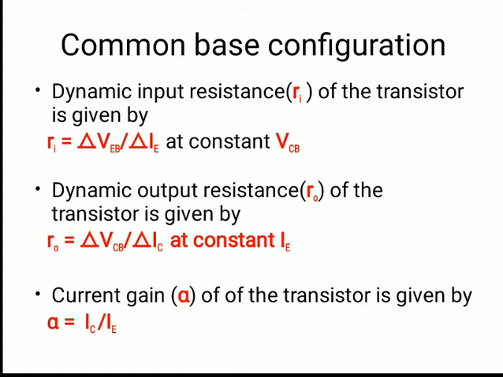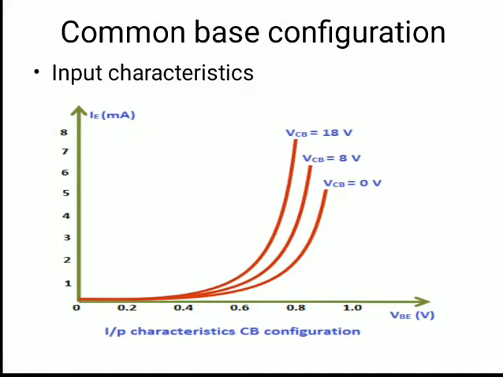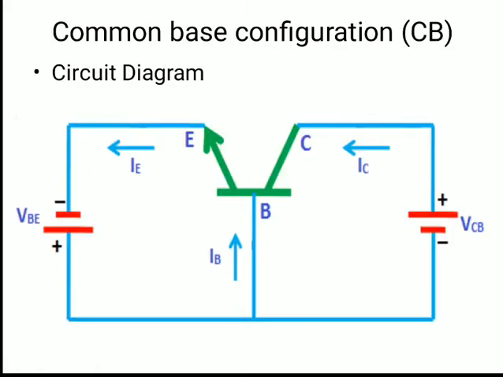And the last one is the current gain, that is alpha. The current gain of the transistor is also known as the amplification factor. Gain or factor is always the ratio of the same thing. I have told you that gain is nothing but output upon input, and the current gain is output current upon input current. In this diagram the output current is IC, and the input current is IE.